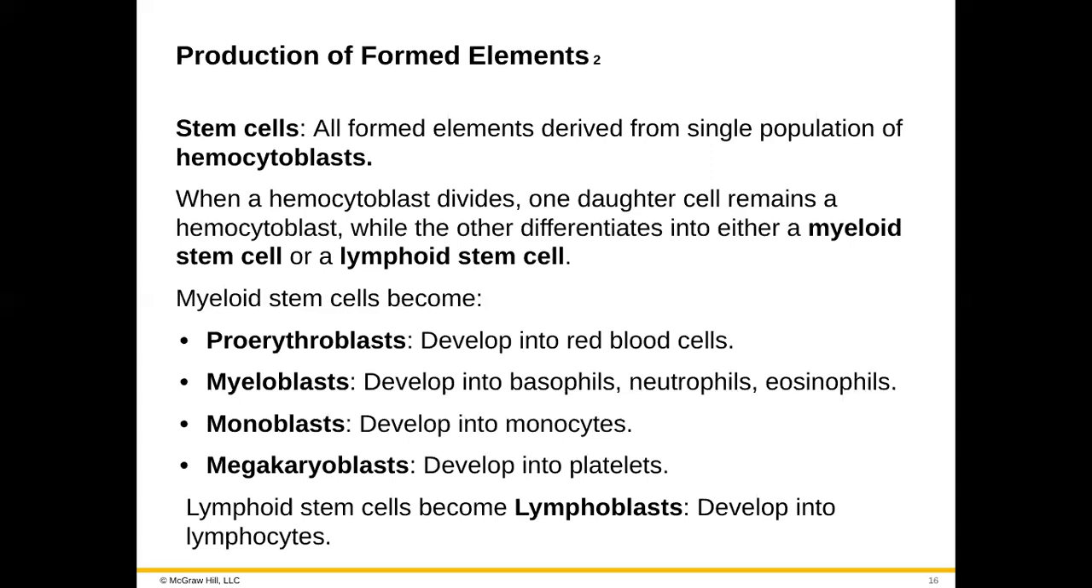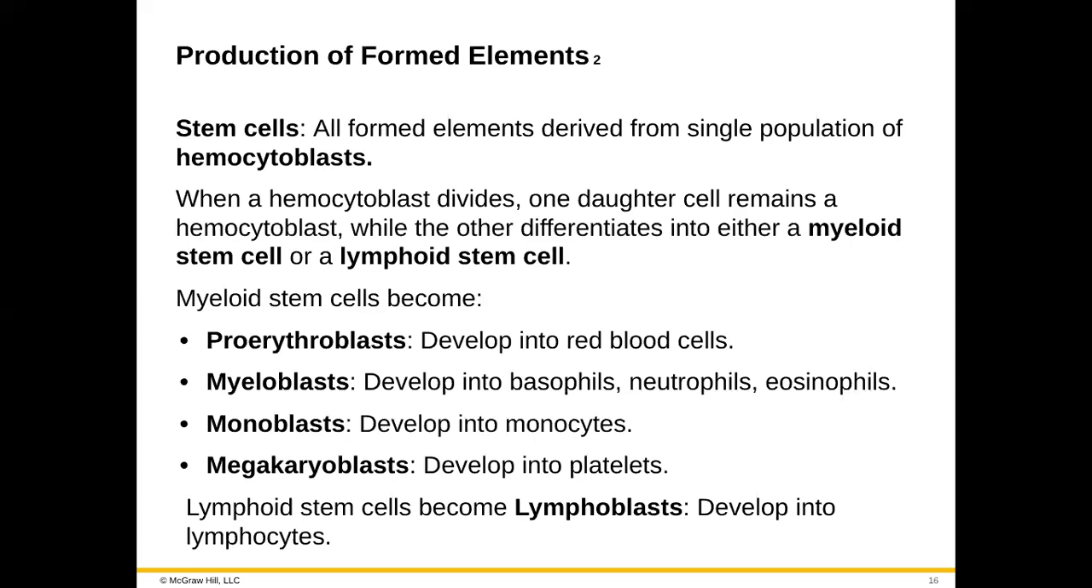But to form all of our formed elements, we need to start with a stem cell. A stem cell is a cell that has the ability to differentiate into various cell types. All formed elements are derived from a single stem cell known as a hemocytoblast. When a hemocytoblast divides, it divides into 2 daughter cells. One of those daughter cells remains a hemocytoblast for future divisions, while the other is able to differentiate into either a lymphoid stem cell or a myeloid stem cell.